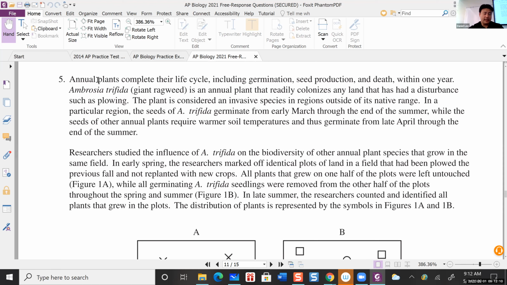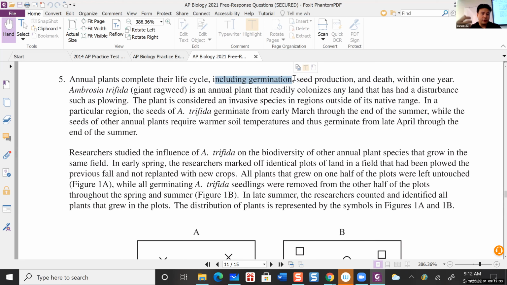These are 4-point questions. Remember, the first two are 10 points, and these are 4 points. Here we have annual plants complete their cycle, including germination, seed production, and death. They tell you exactly what the cycle is if you are an annual plant. You would have to germinate out of the seed, and germination requires water and the right temperature.